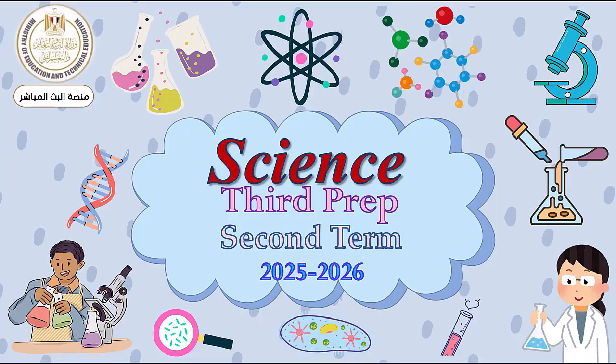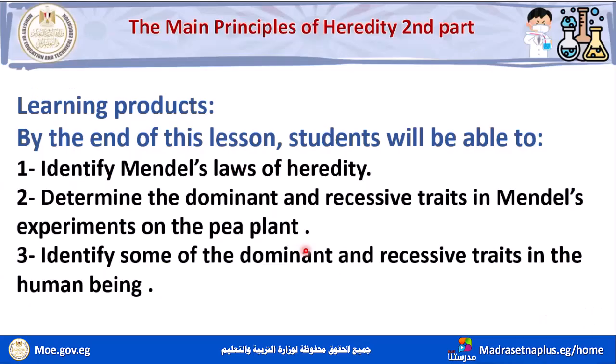معاكم مستر حسين شريف. Today we complete the main principles of heredity, second part. By the end of this lesson, students will be able to: number one, identify Mendel's laws of heredity. Number two, determine the dominant and recessive traits in Mendel's experiments on the bee plant. Number three, identify some of the dominant and recessive traits in the human being.